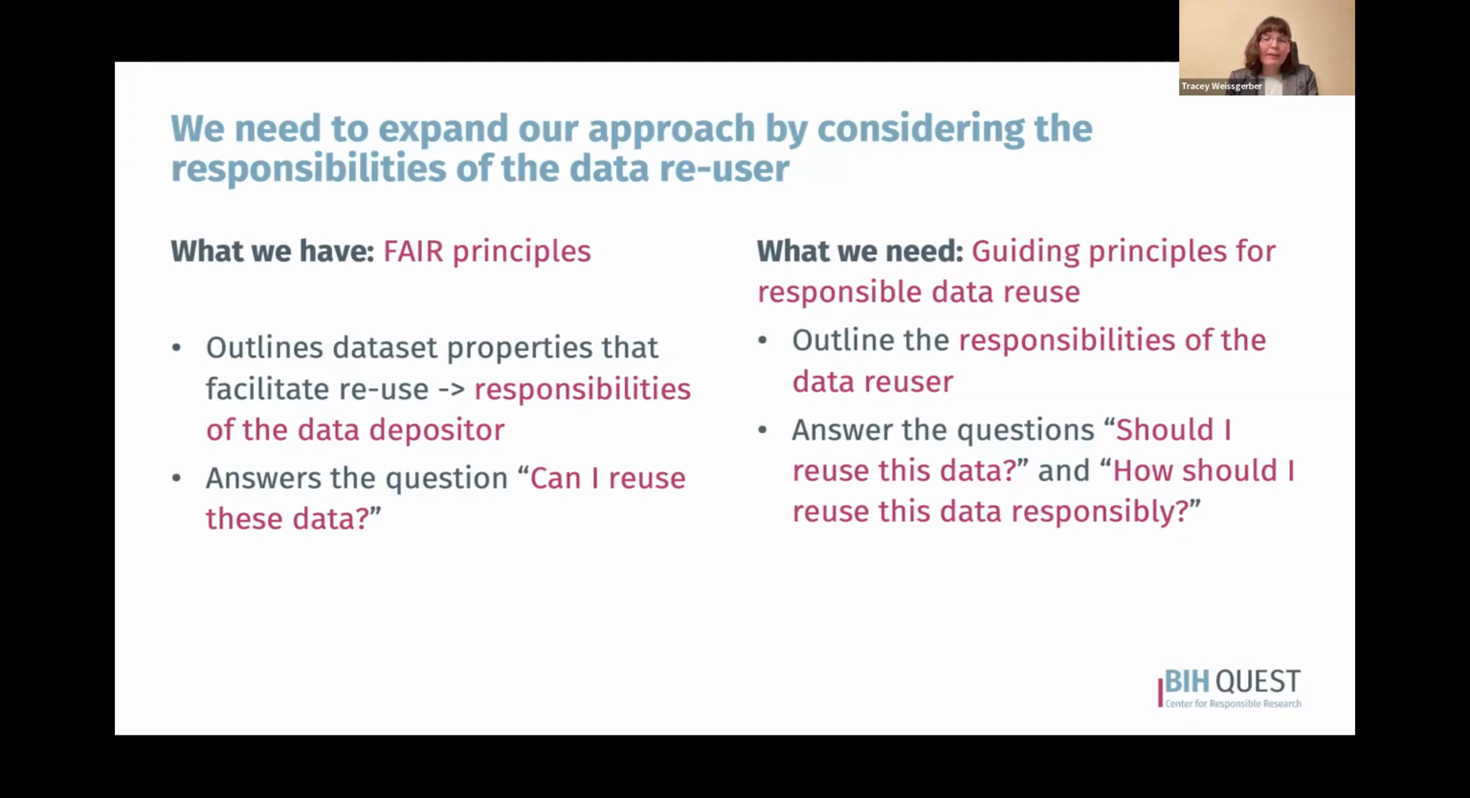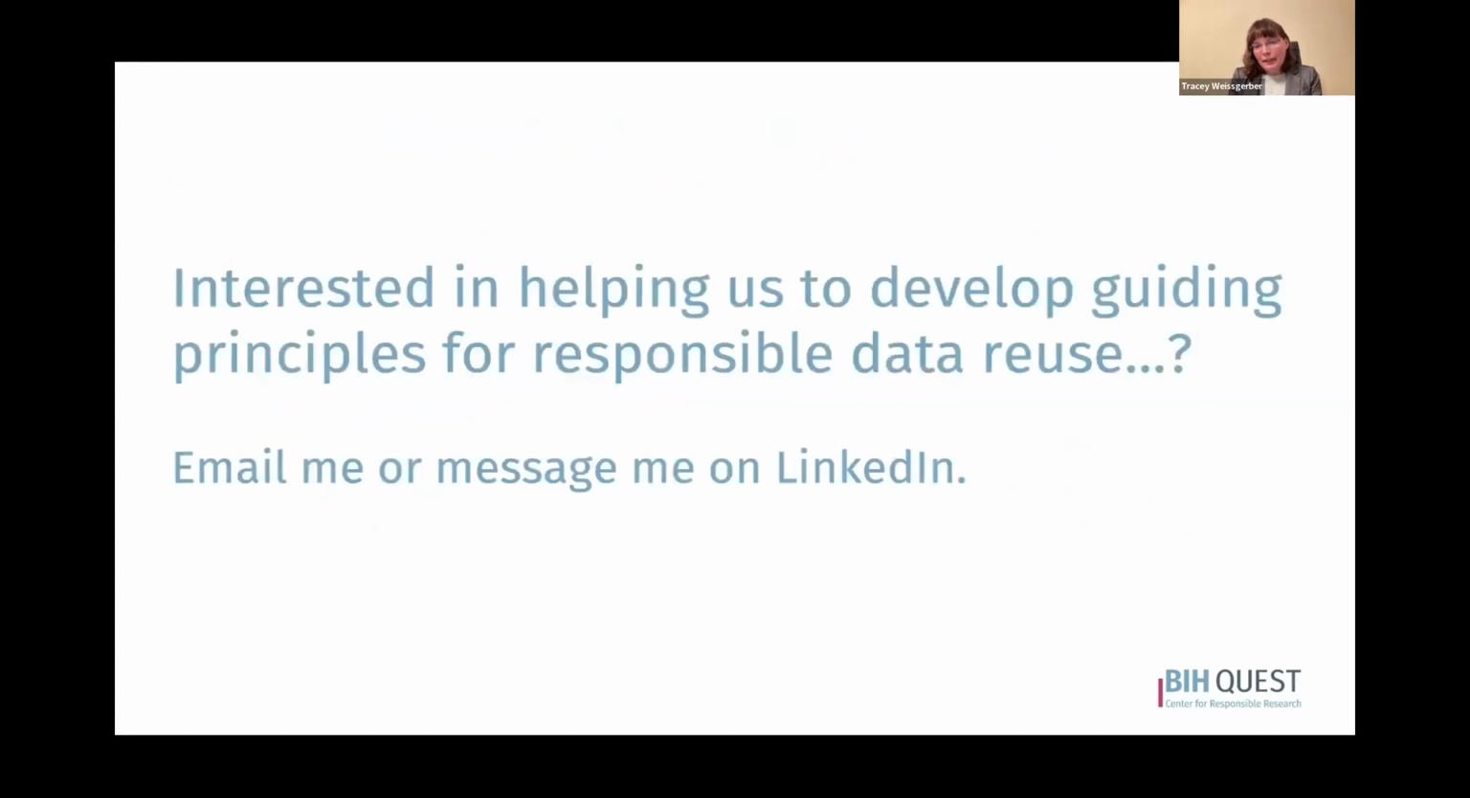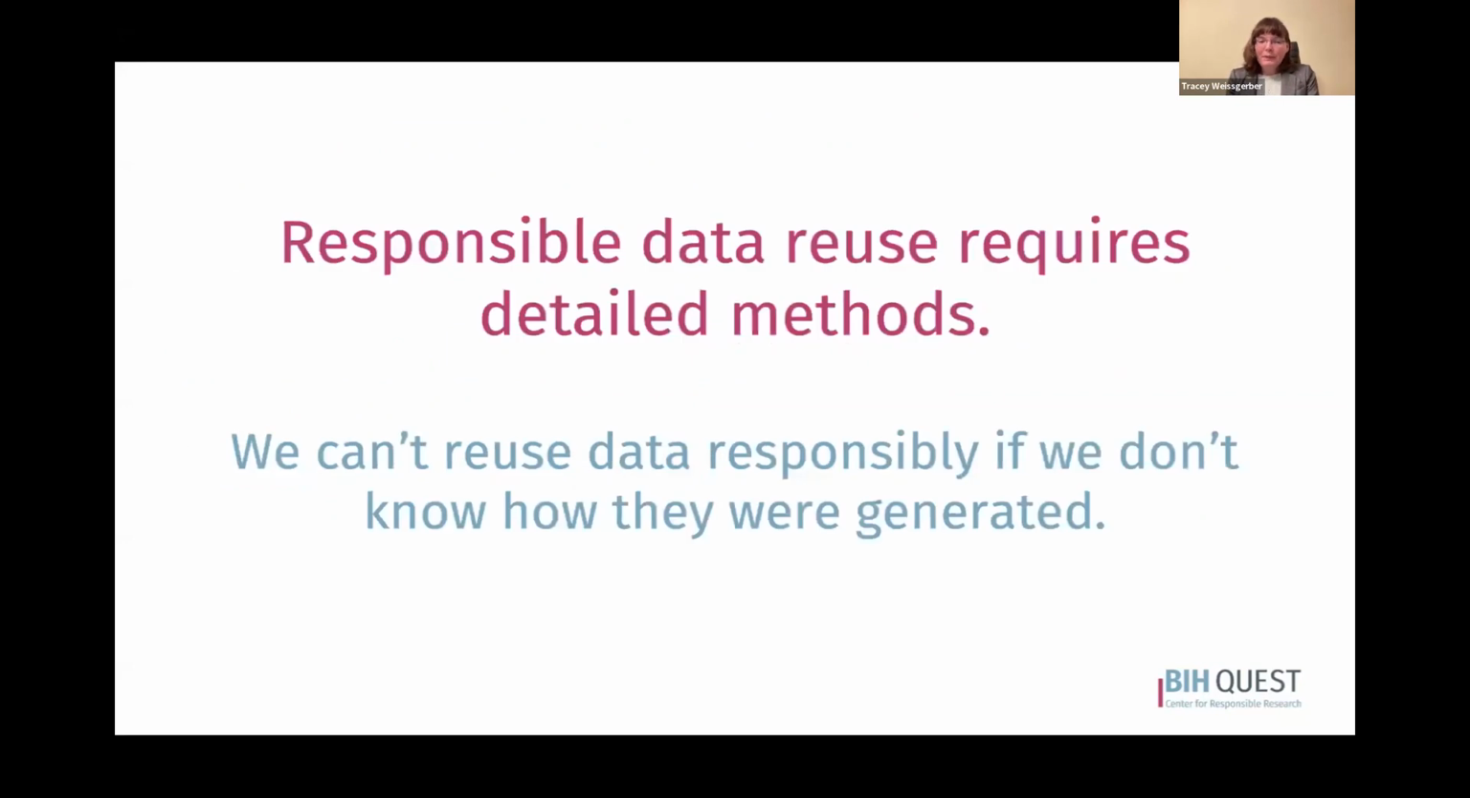The second point that we make in the correspondence piece is that responsible data use requires detailed methods. And again, we heard this as well in the first talk tonight. So I just want to emphasize that when we talk about FAIR data, there's a lot of emphasis on the data and the code, but it's important to remember that we can't use data responsibly if we don't know how they were generated. So if we don't know the rigor, the quality of the experimental design, how different constructs were measured and operationalized, then it's likely that we will make mistakes when we go to reuse that data, and we may end up interpreting results incorrectly or using the data in a way that they shouldn't be used.